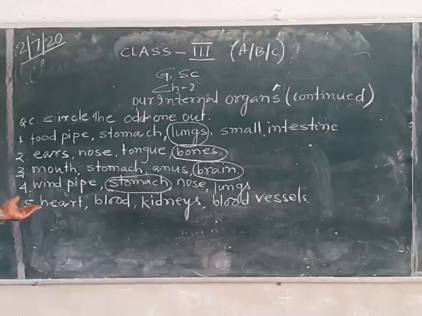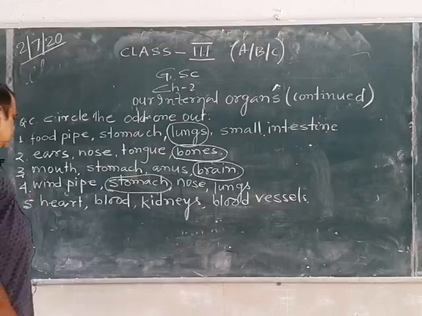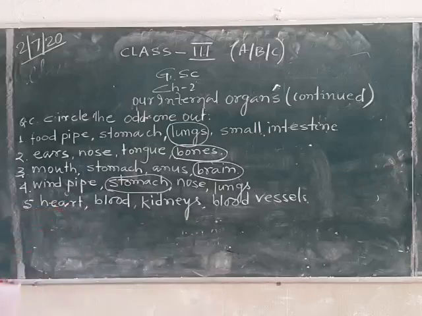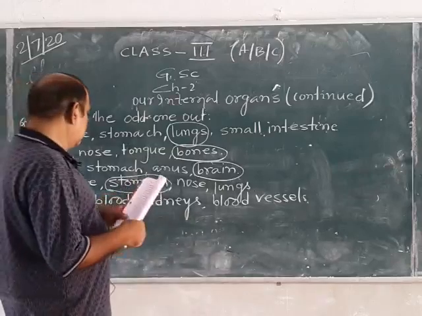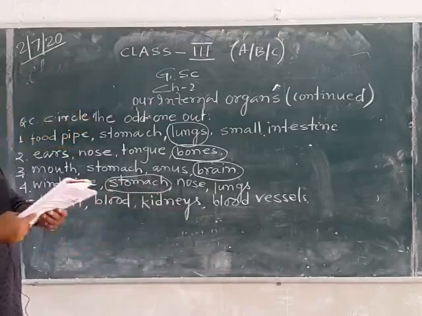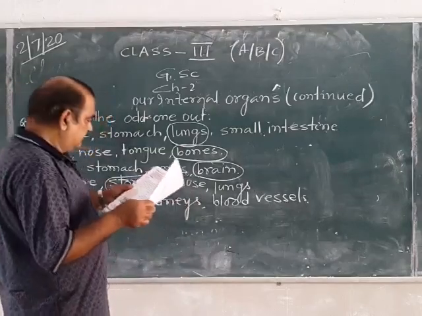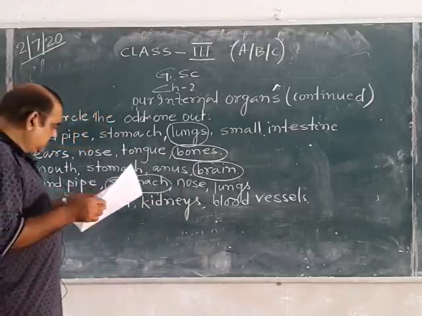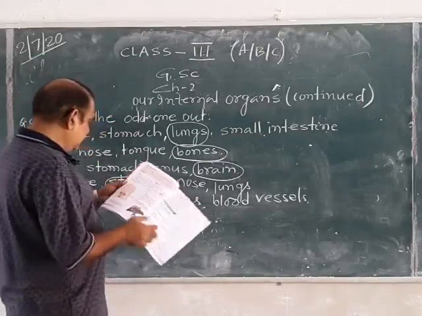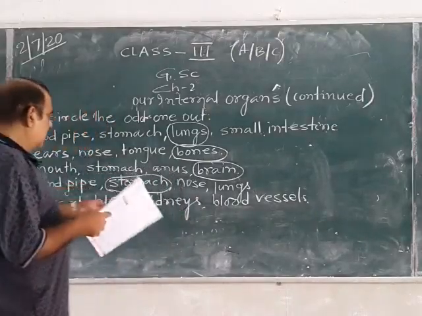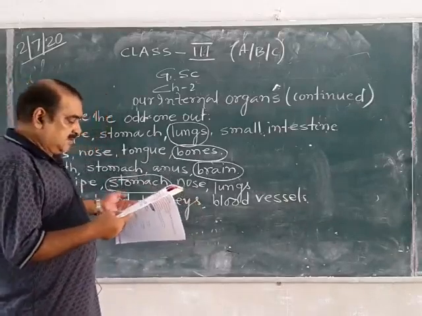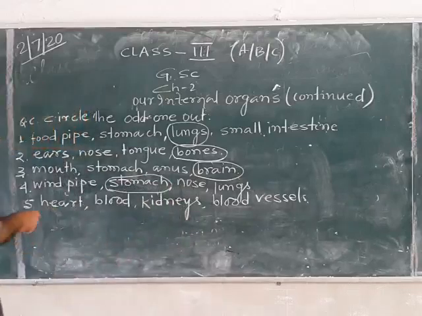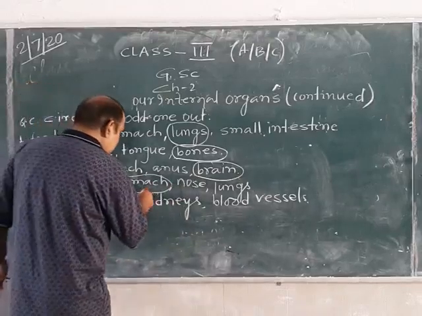Here, heart, blood, and blood vessels, these help us for breathing, but kidneys filter all the waste from the blood. So I think here kidneys is odd one out.